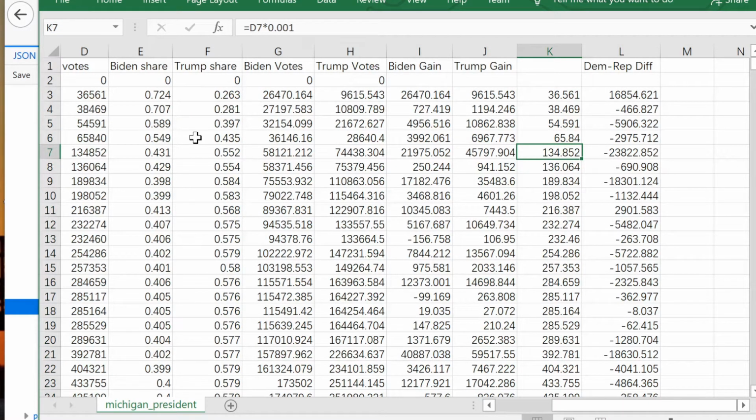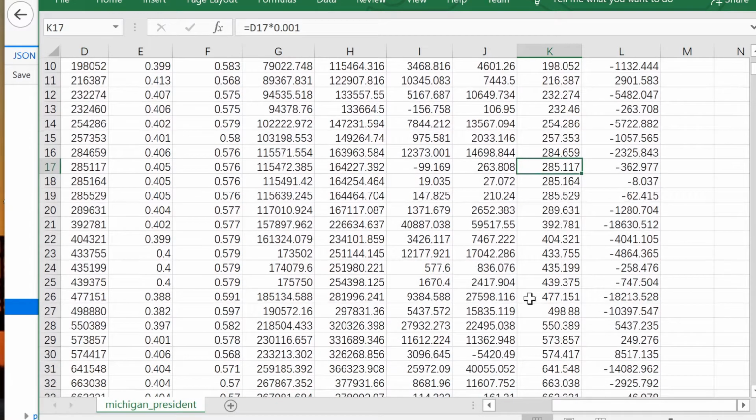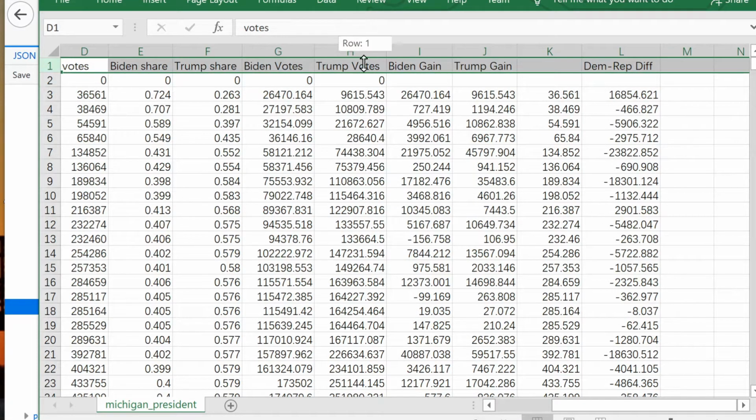Because the share is rounded to three decimal points, the margin or resolution of the vote is the total vote times 0.001. So if the absolute value of a negative number is less than the resolution, it's not a real concern. But this one does. This is a real concern because it's higher than the resolution. It means this lost votes. Let me just bring up the fixed header.